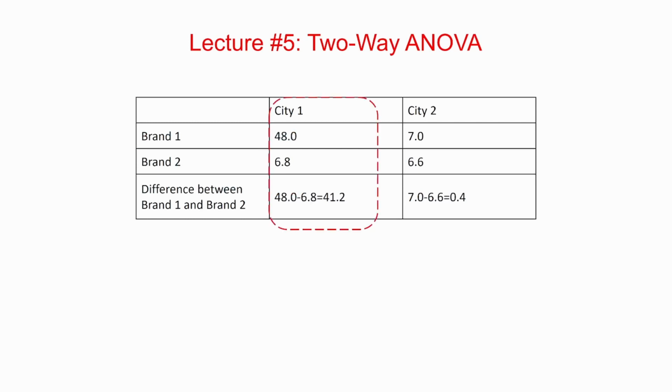This is the first calculation. It shows that for brand 1 and brand 2 within city 1, you compare the difference: 48 minus 60.8 is 41.2. So this is the difference between brand 1 and brand 2 in city 1. Beyond that, you can also do the calculation for city 2. Here the difference is 0.4. As you can see, both cities have differences, but the difference is much greater for city 1 compared to city 2.